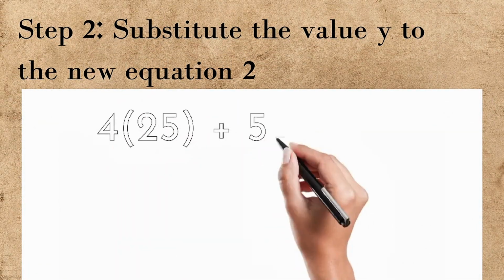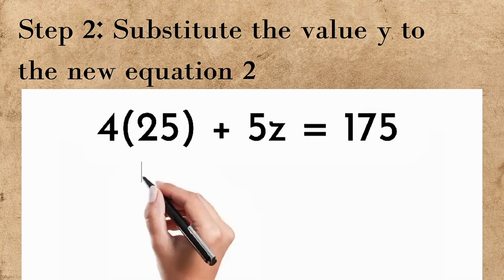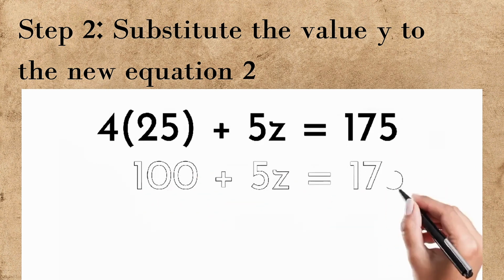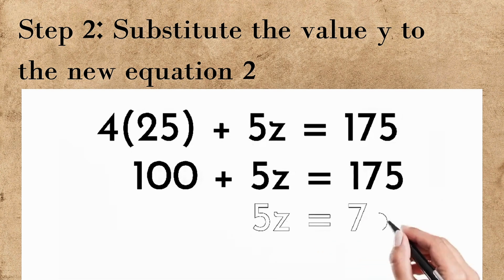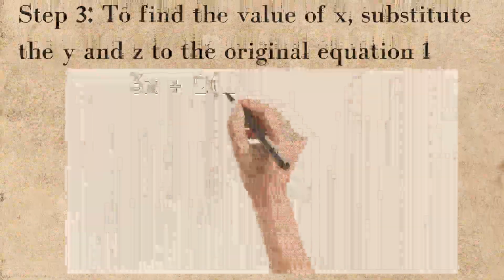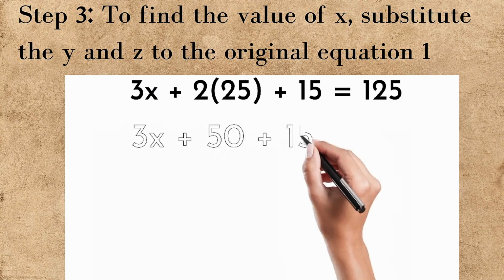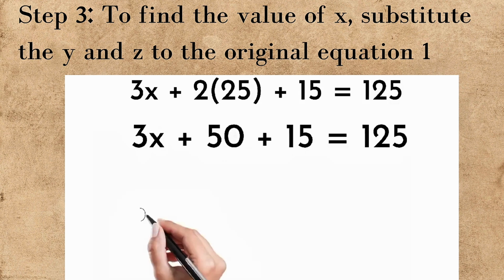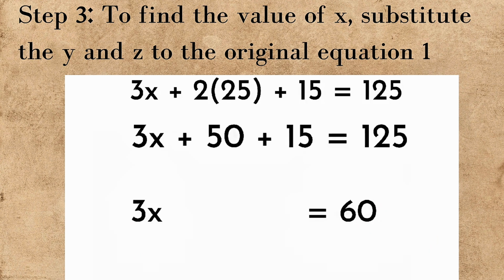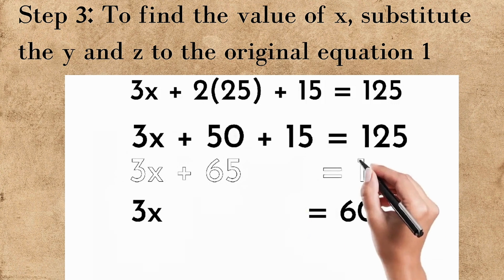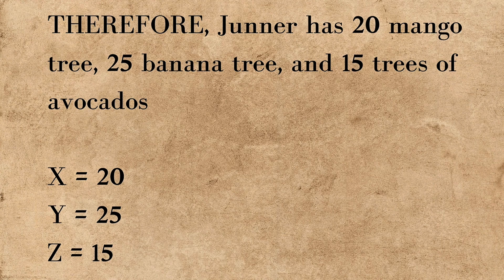Step 2. Substitute the value of y into the new equation 2, and you will get the value of z. Step 3. To find the value of x, substitute y and z into the original equation 1, and you will get the value of x. Therefore, x is equal to 20, y is equal to 25, and z is equal to 15.